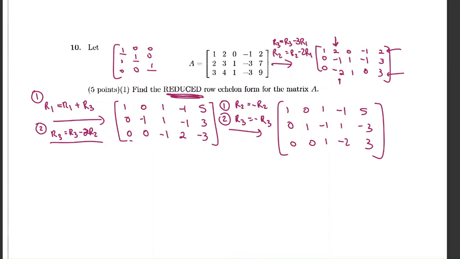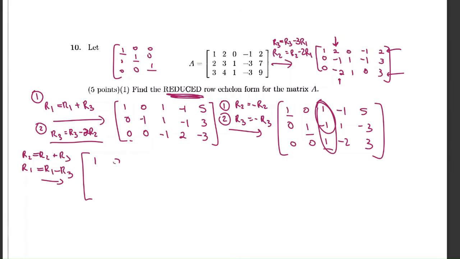And then I see now that these are my leading entries, but I want to get these other two entries to be 0 to get it in reduced row echelon form. So to do that, I'm going to do row 2 equals row 2 plus row 3, and then row 1 equals row 1 minus row 3.